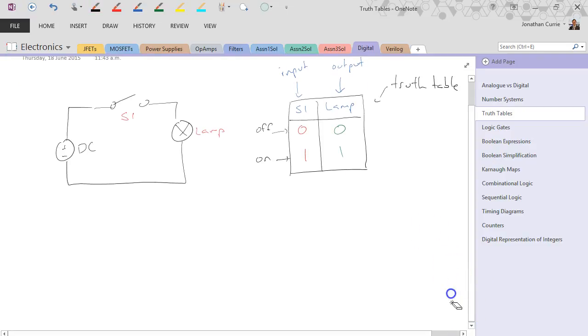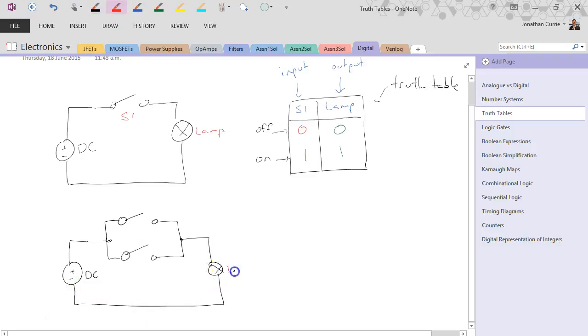Let's try a more interesting example. As before, we're going to have the DC power supply. But this time we're going to have two switches, in parallel with our lamp as before. So we've got switch S1 and switch S2. Once again, no amount of rocket science here for us as electronics engineers, except when we do our truth table, we now have an extra column.